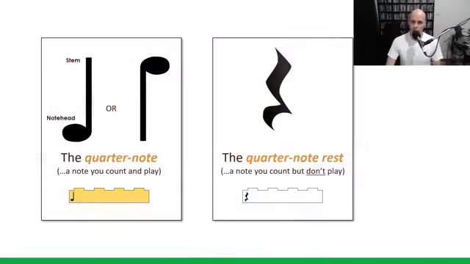So we can use a combination, as you can see here, like the yellow bricks and the clear bricks. In our measure or in our bar, we have a certain amount of room, and we can fill that with quarter notes or quarter note rests, depending on what notes we're playing and what we're not playing. Okay, so hopefully that makes sense. Moving on to the next step.